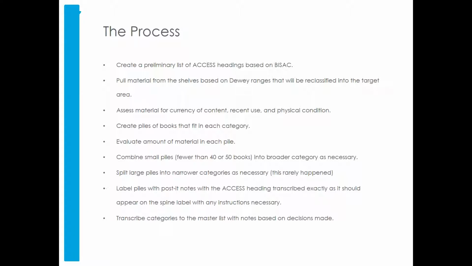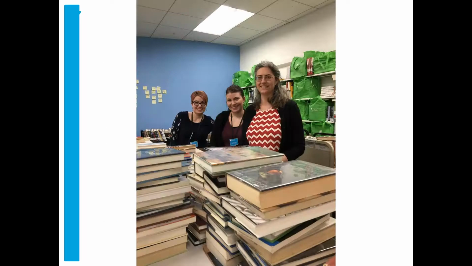We then took Post-it notes and would label the piles with the access headings and made sure that we transcribed exactly as it should appear on the spine label, with any instructions as necessary. We went through a lot of Post-it notes, probably should have bought stock in 3M. And then we transcribed categories to the master list that we were keeping in Excel, with notes based on the decisions that we had made.